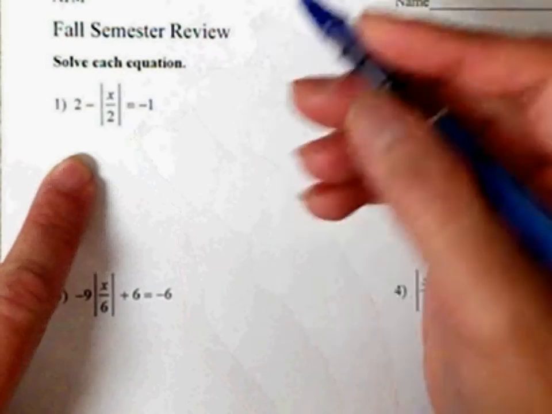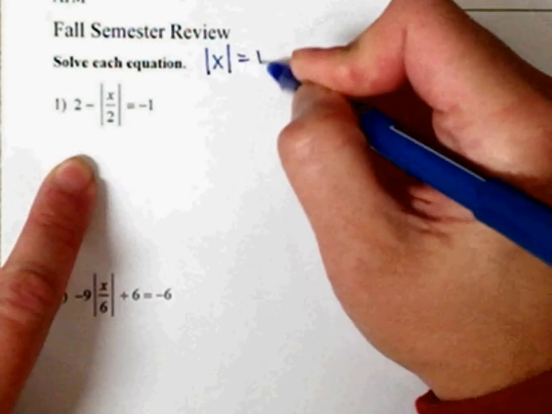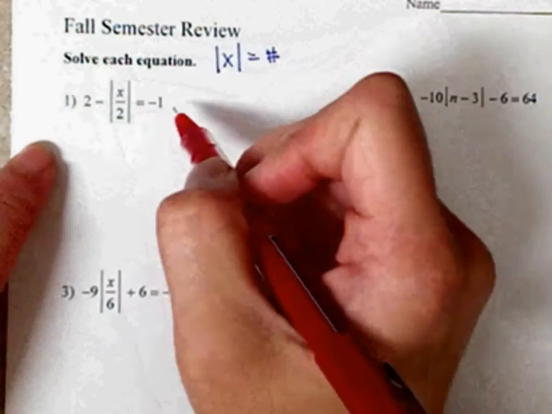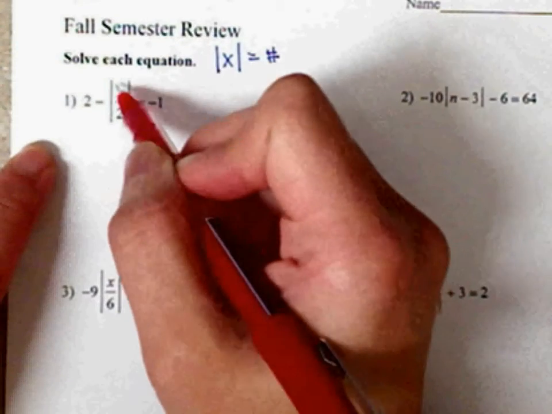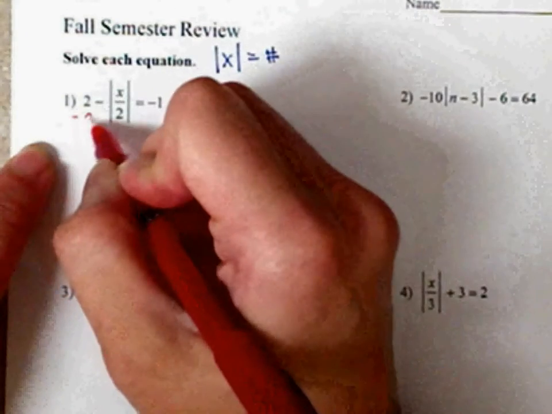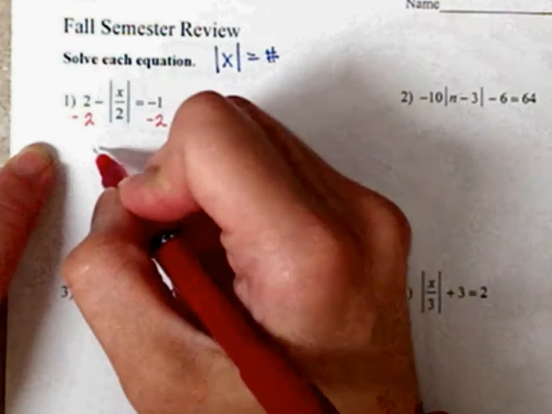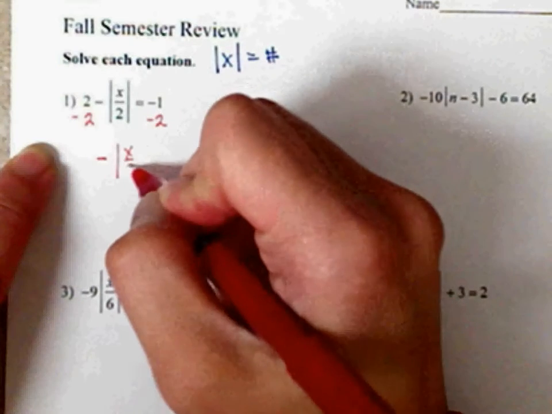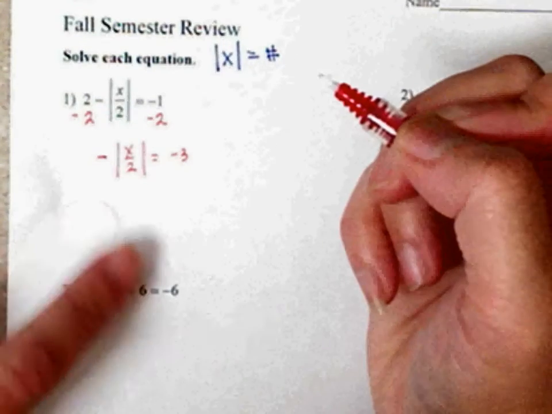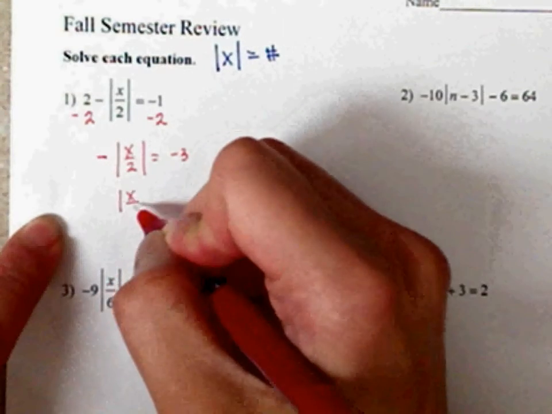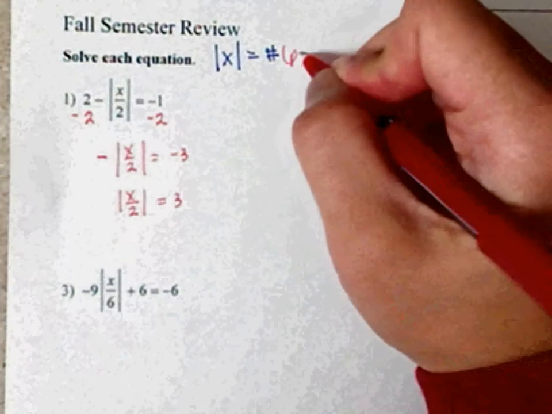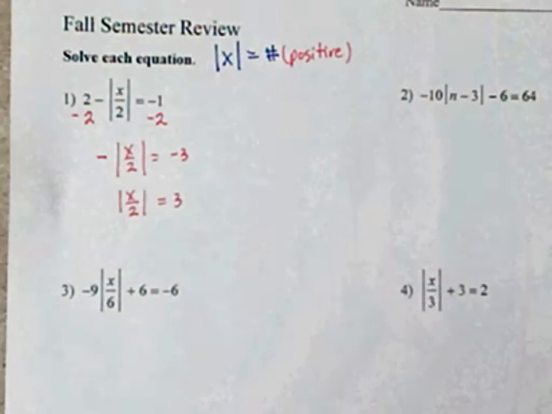To solve for absolute value, you must have the absolute value equal a number before you set up your two solutions. If you look at this one right here, you need to isolate the absolute value of x divided by 2. So what are you going to do? Minus 2, minus 2. Now you have the absolute value of negative x divided by 2 equal to negative 3. Okay? Divide both sides by negative 1, so you have the absolute value of x divided by 2 is equal to 3. And keep in mind, it has to be a positive number.